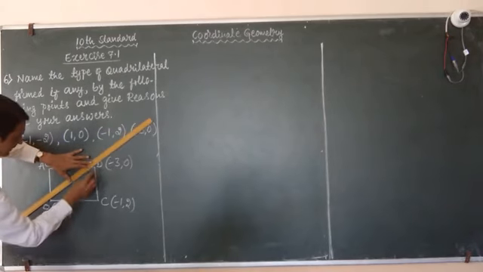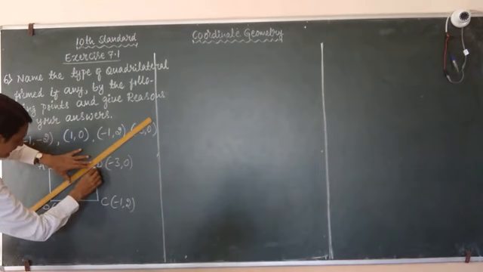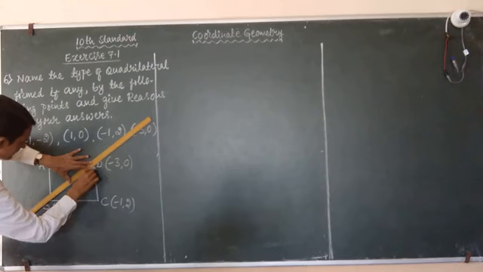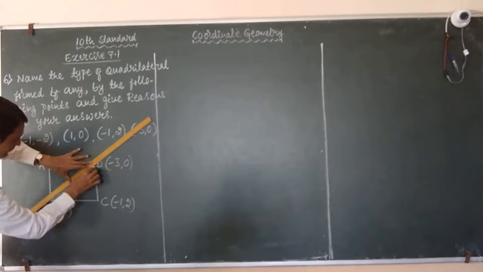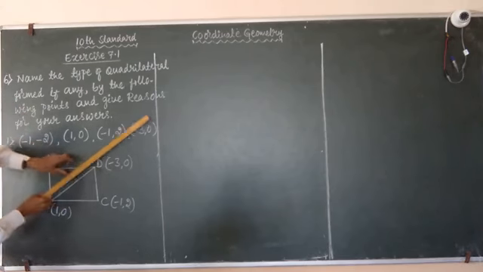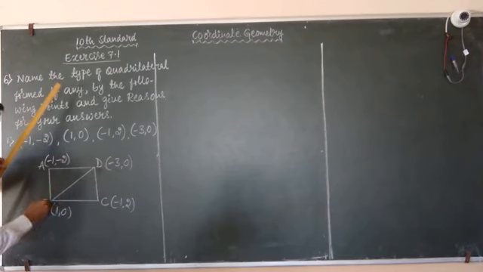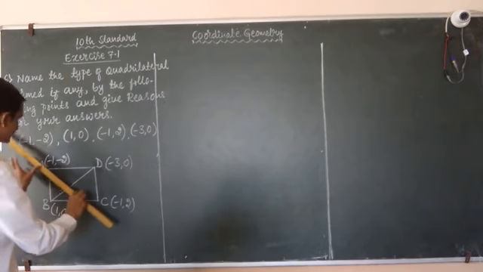Tell me the definition of the diagonal. Yes, a diagonal is a line segment which joins the opposite vertices.